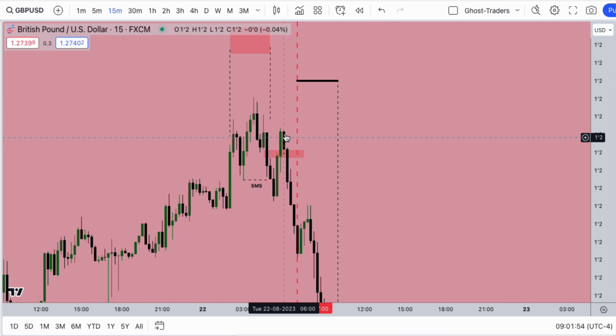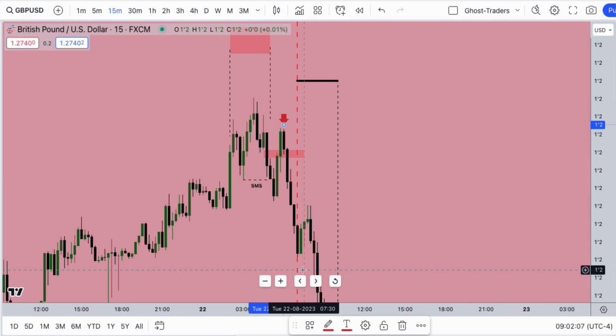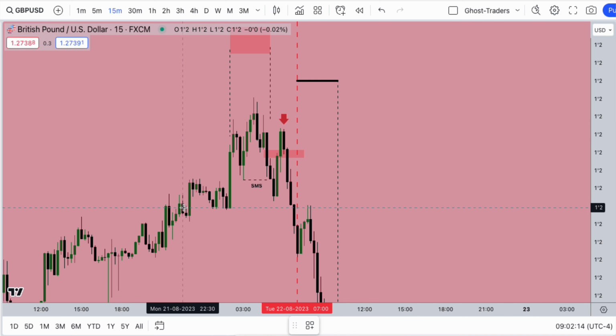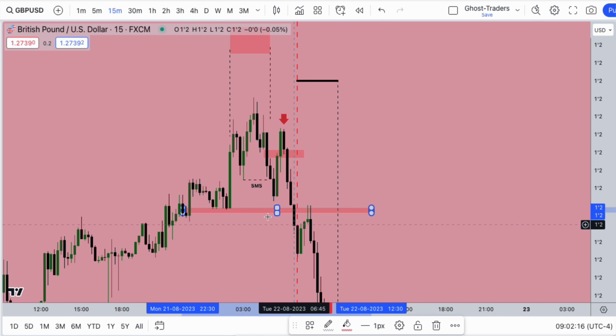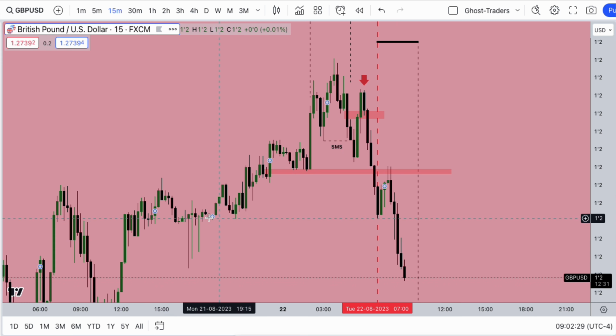So price gets to this level here. If you look here, you can see that this is a clean entry. Price gets to this level, you make your entry, and it pushes down, targeting these relative equal lows here. This is going to be your first target. So enter here, you target these relative equal lows as your first target, and then you can target these lows here.